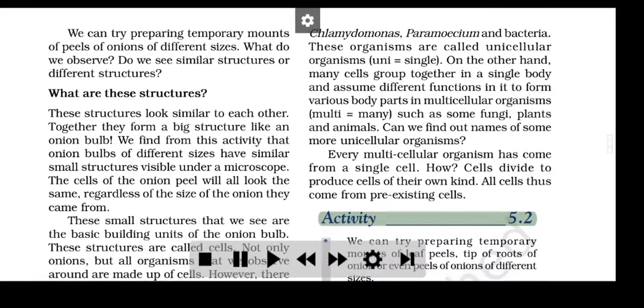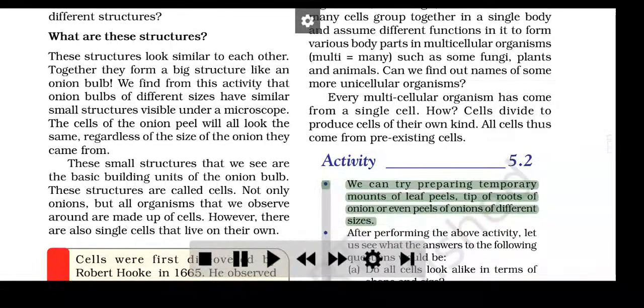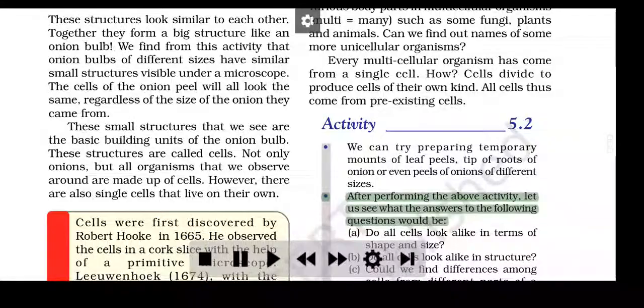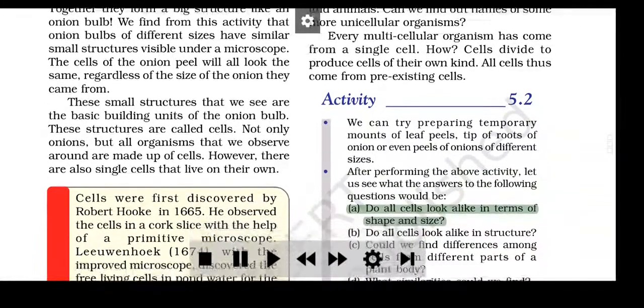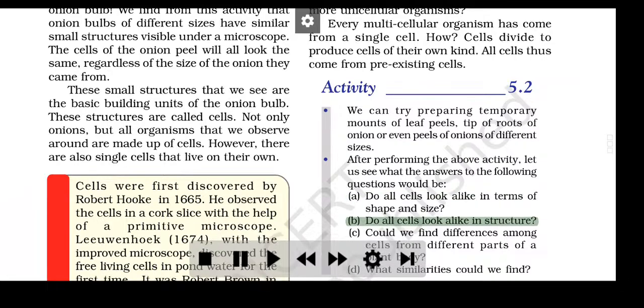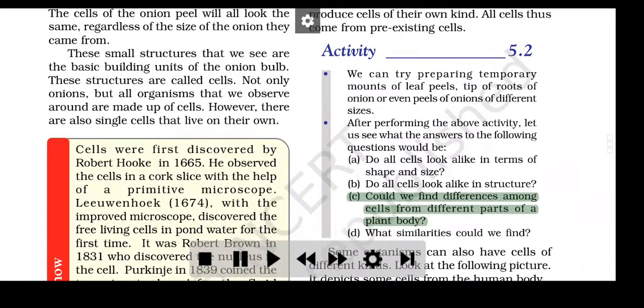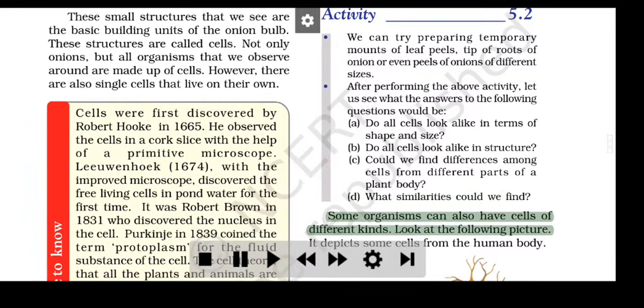Activity 5.2. Prepare temporary mounts of leaf peels, tip of roots of onion, or even peels of onions of different sizes. After performing the above activity, let us see what the answers to the following questions would be. A. Do all cells look alike in terms of shape and size? B. Do all cells look alike in structure? C. Could we find differences among cells from different parts of a plant body? What similarities could we find?